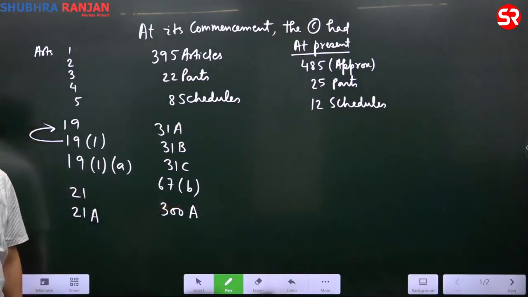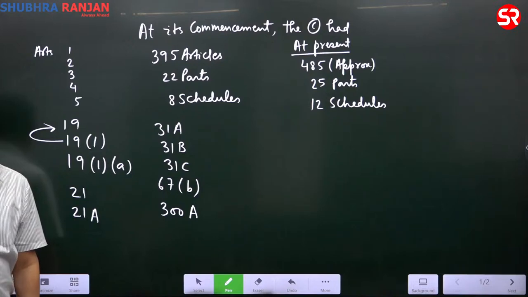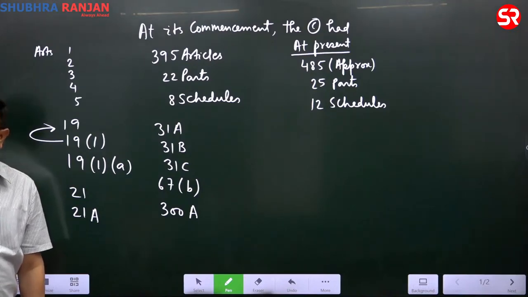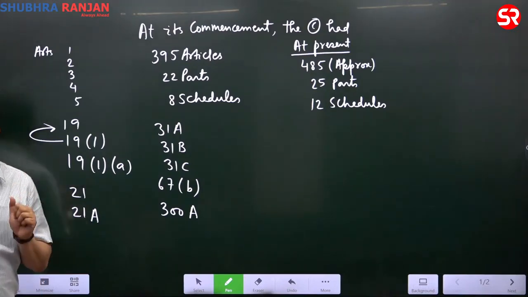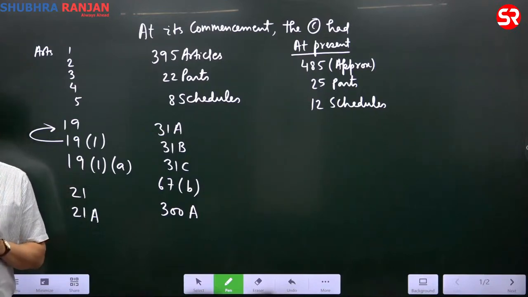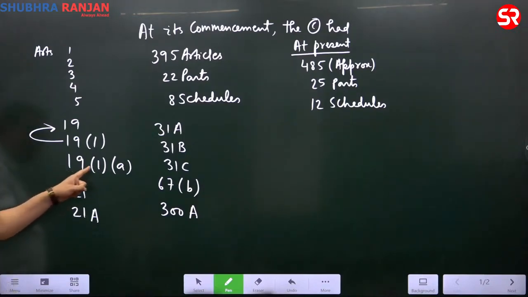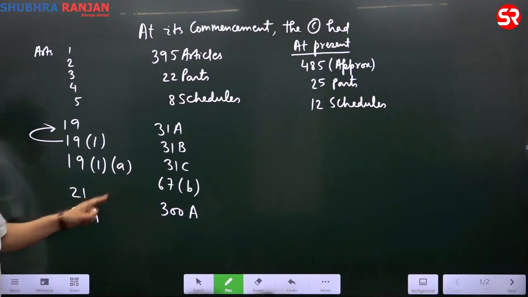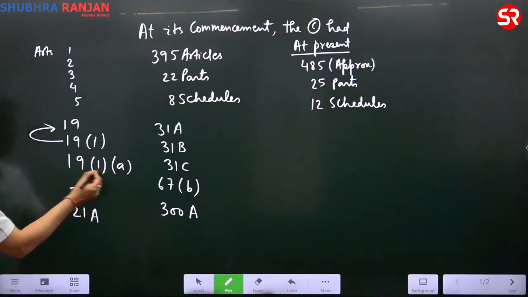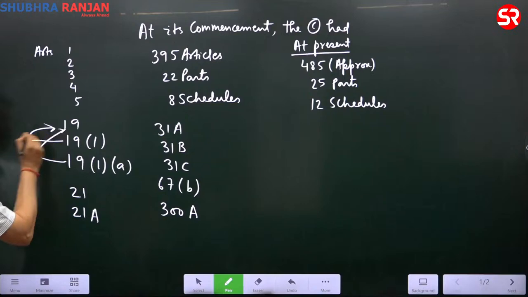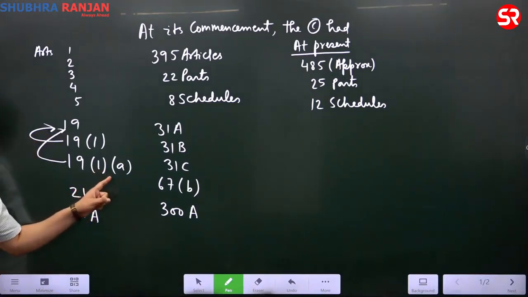Then some of the clauses have got sub clauses within them. There are very big articles too, so they have sub clauses within them. Sub clauses are written like this: article 19 clause 1 sub clause A. It is also a part of article 19. It is not a separate article.